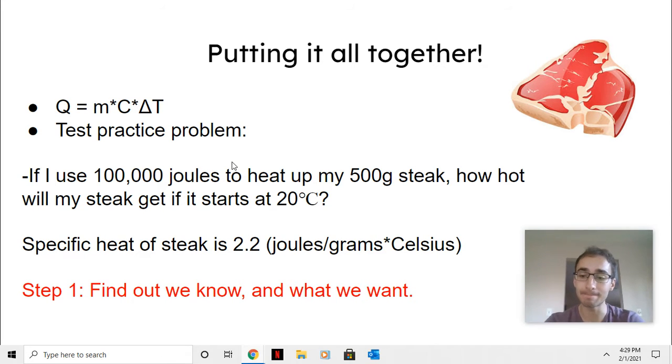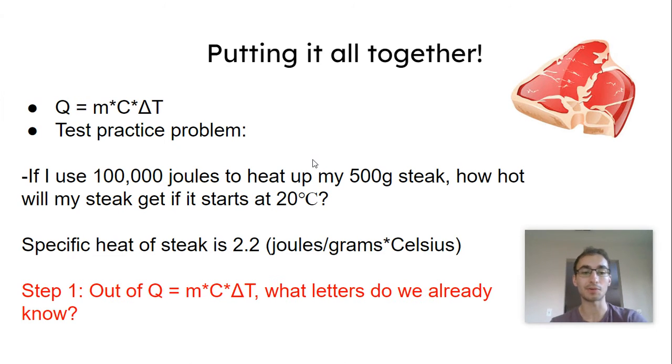So the first thing you always need to do for these problems is, out of the formula Q equals MCAT, what do you already know? What 3 letters do you already know? And then what letter do you need to find out? So that's the first step. Try and pause the video now. Think, what letters do you already know from the problem? Do you know Q? Do you know M? Do you know C? And do you already know delta T?